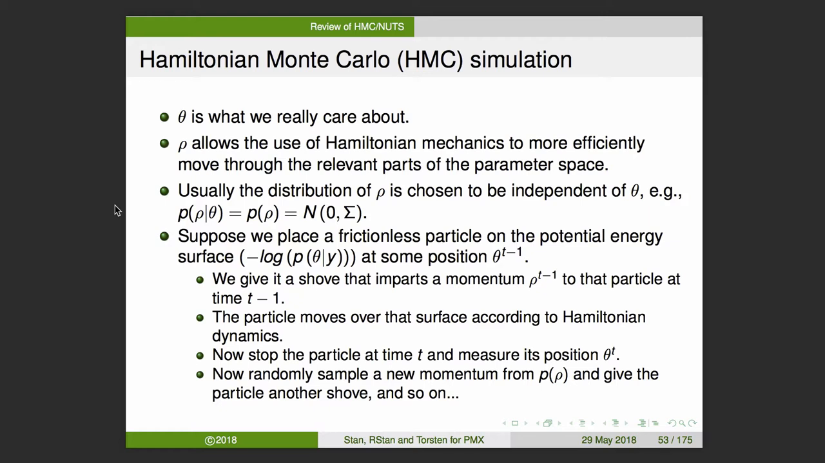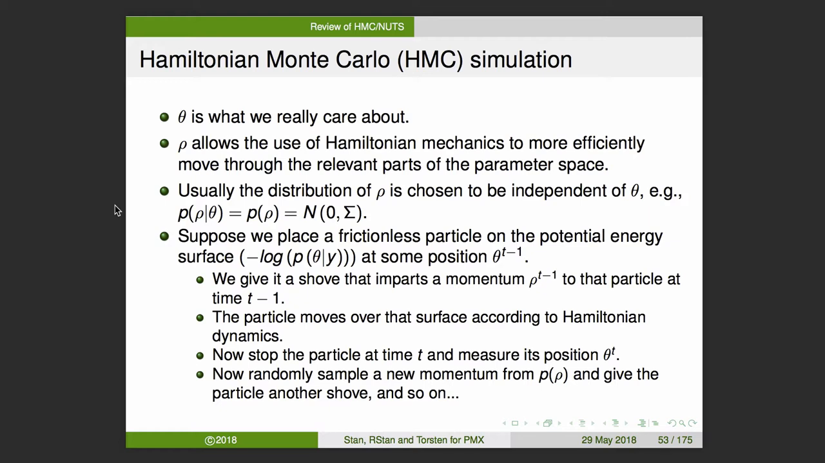So usually for these methods, the distribution of rho is chosen to be independent of theta, just to make it computationally easier to deal with. So for our function here, this probability of rho given theta is said, okay, let's just assume something that doesn't depend on theta, and in most of these cases, a normal is used, typically a normal centered at zero with some covariance matrix sigma here.